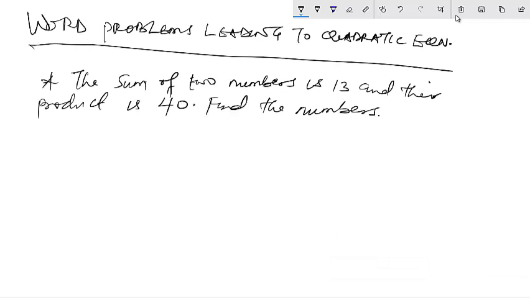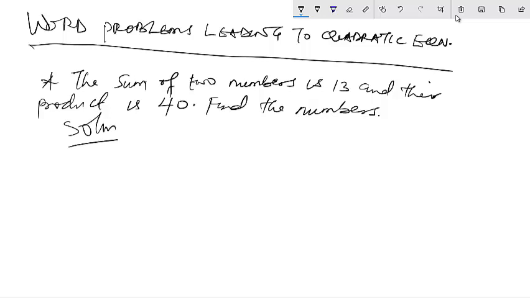So let's take a deeper look at what problems lead to quadratic equations. You know, a problem can lead to any form of equation, and we just want to restrict ourselves to the one that leads to a quadratic equation in this case. So we take this example. It says the sum of two numbers is 13 and their product is 40. Then find the numbers. So let's solve as follows.